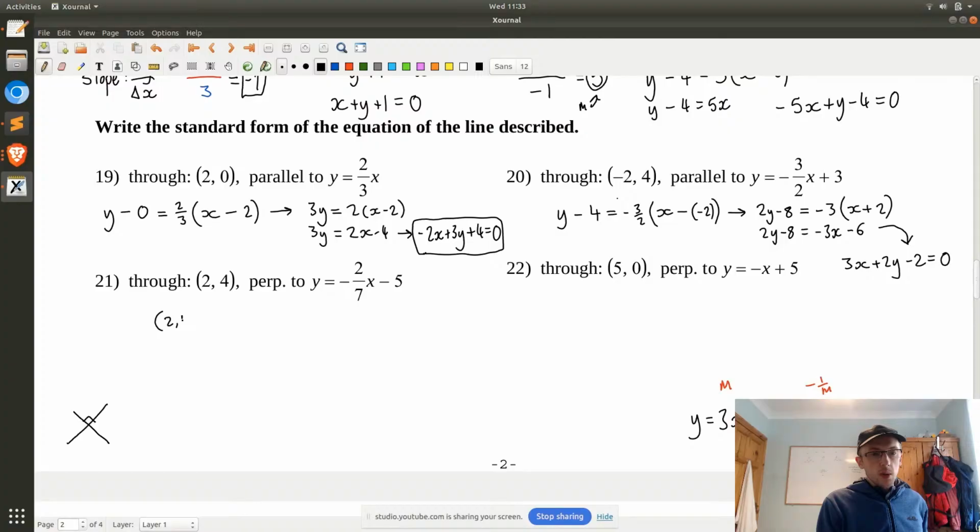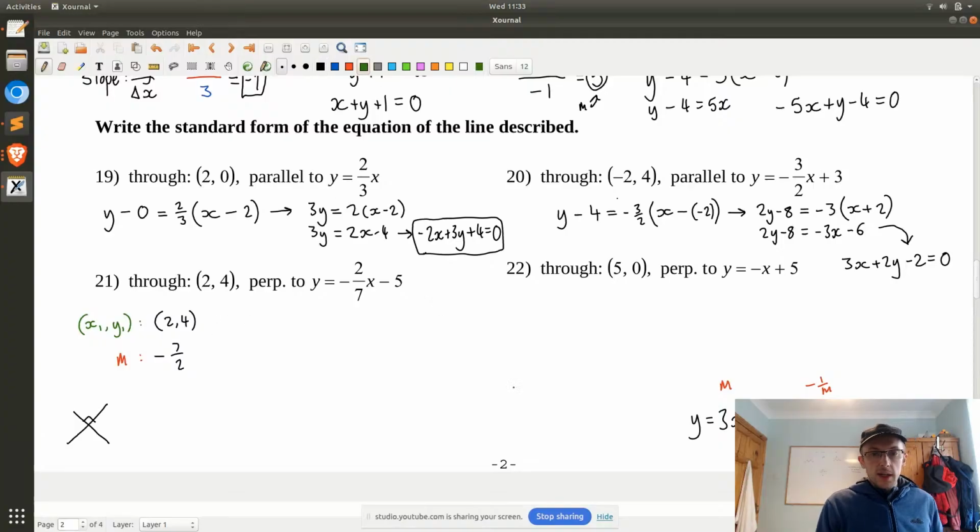So it passes through (2, 4). That's my x1, y1. The gradient is negative 7 over 2. And I'm now going to use these two facts to create the standard form of the equation of the line as requested.